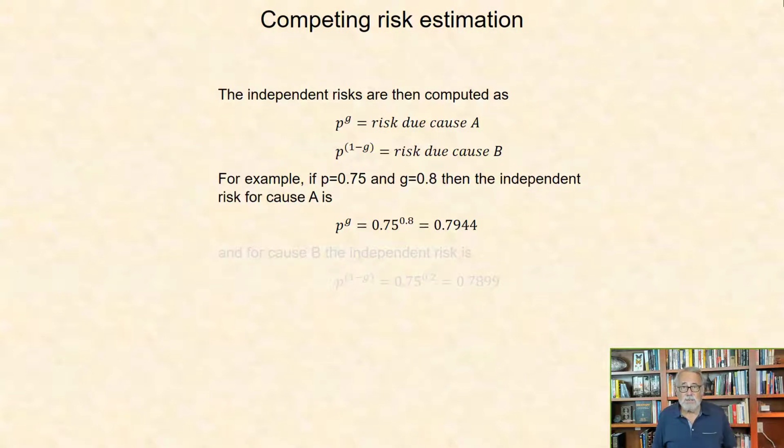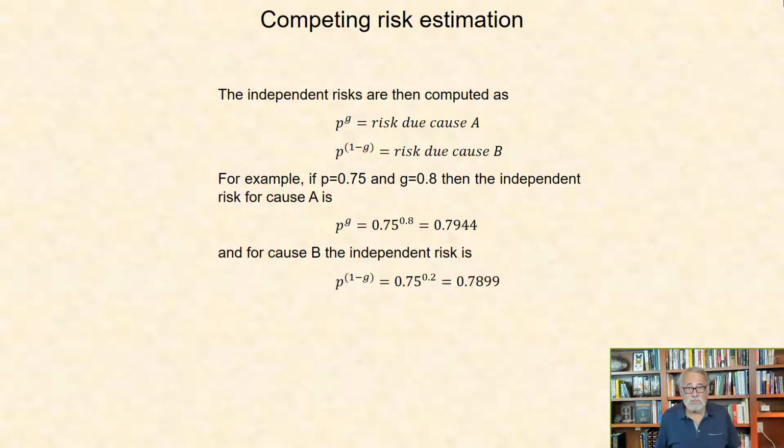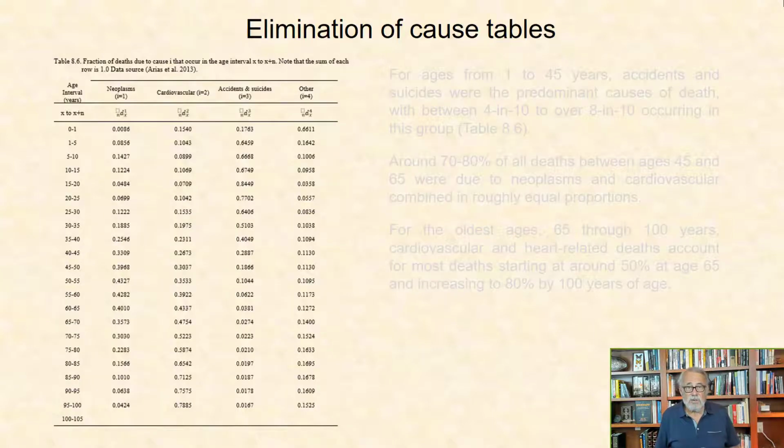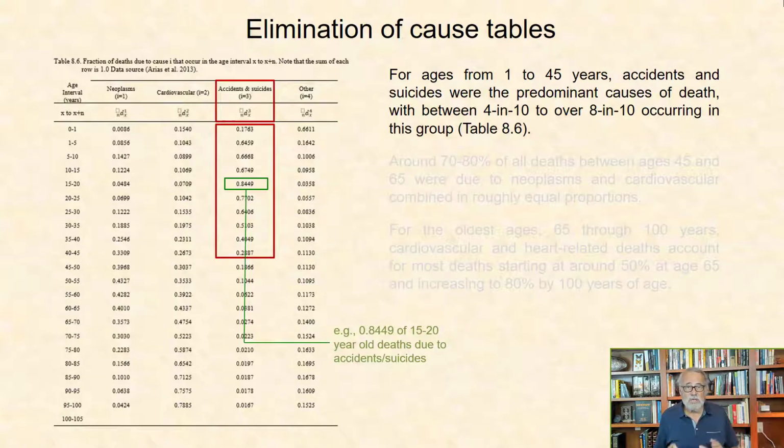For example, if P equals 0.75 and G equals 0.8, then the independent risk for cause A is 0.7944 and for cause B is 0.7899. For ages from 1 to 45 years, accidents and suicides were the predominant causes of death, with between 4 in 10 to over 8 in 10 occurring in this group.